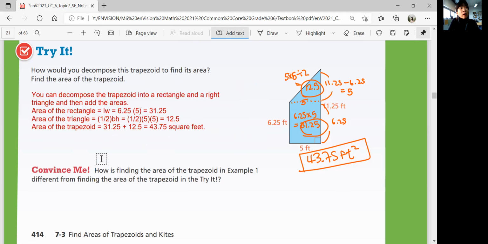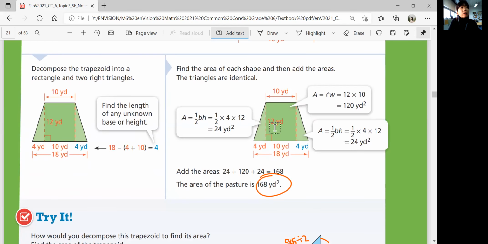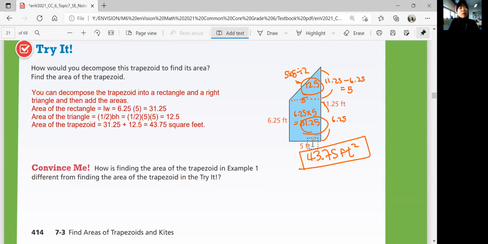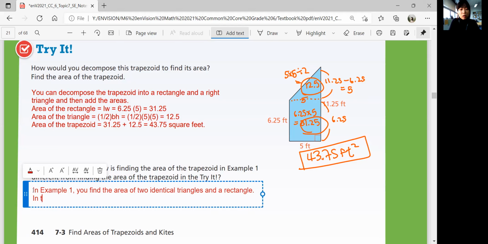Let's look at Convince Me. How is finding the area of the trapezoid in Example 1 different from finding the area of the trapezoid in the Try It? So how are they different? So in this one, you find a rectangle and 2 triangles, but here you just need to find 1 triangle and a rectangle. But they're very similar. You have a rectangle and triangles, right? So in Example 1, you find the area of two identical triangles and a rectangle. And in the Try It, you find the area of one triangle.